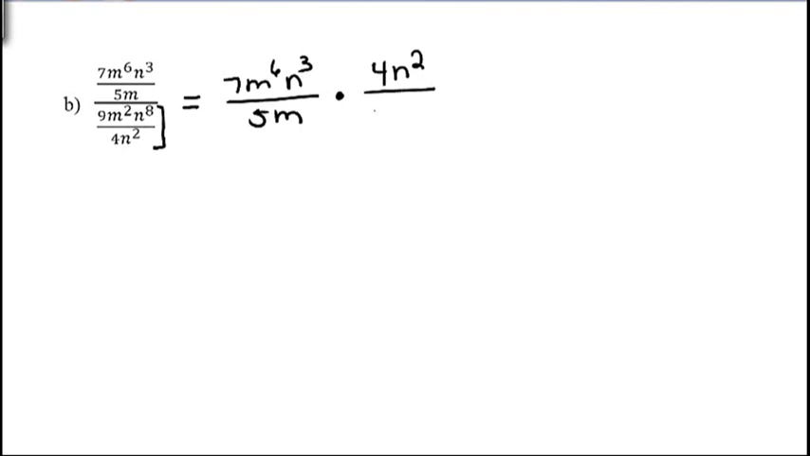Here it gets a little bit more complicated. We have some variables involved, but essentially we're going to do the same thing. So the numerator fraction is 7m to the 6th n cubed over 5m. And we're going to multiply by this denominator fraction right here. And so I need to flip this upside down, so I want the 4n squared in the numerator and the 9m squared n to the 8th in the denominator.